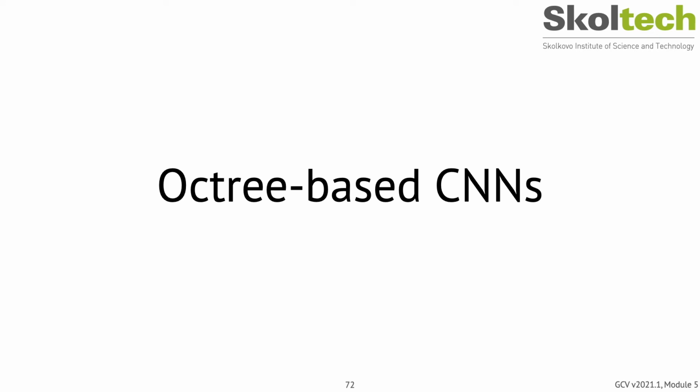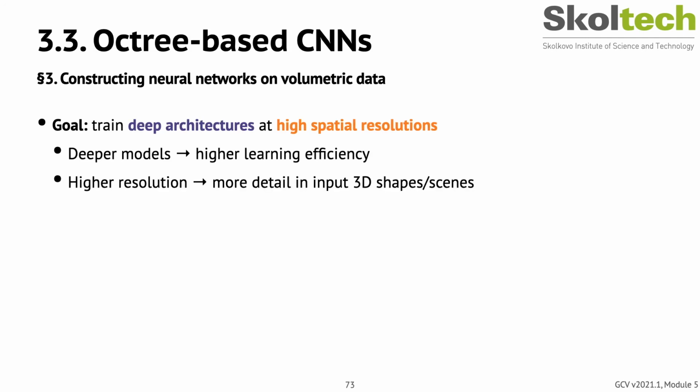Let us finally consider the octree-based CNNs that are based on the prior indexing of 3D data into a spatial data structure known as the octree that we have previously considered. So using efficient space partitioning, it is possible to achieve efficient feature learning on the octree nodes. So our goal would be to actually train deep architectures at high spatial resolution.